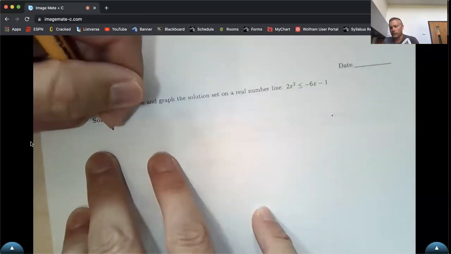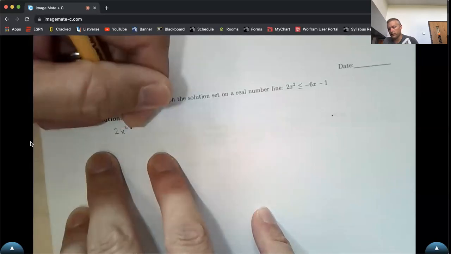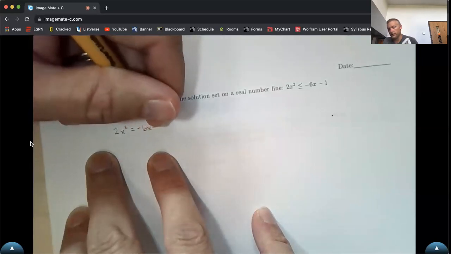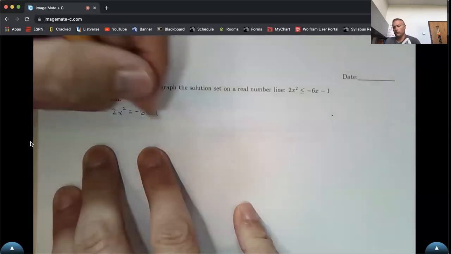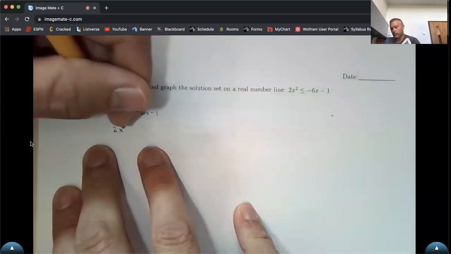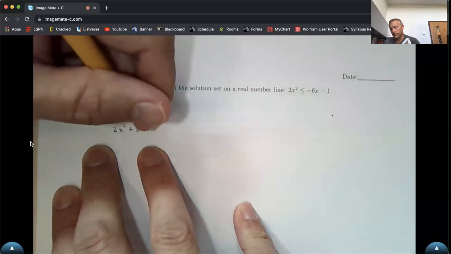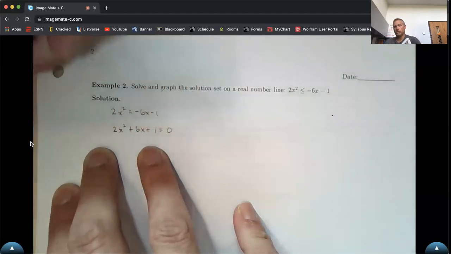Again, let's start by solving an equation. 2x squared equals negative 6x minus 1. Well, we'll bring everything over. So that's 2x squared plus 6x plus 1 equals 0.